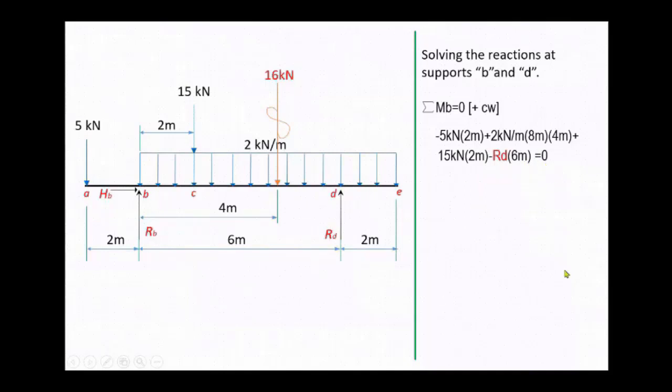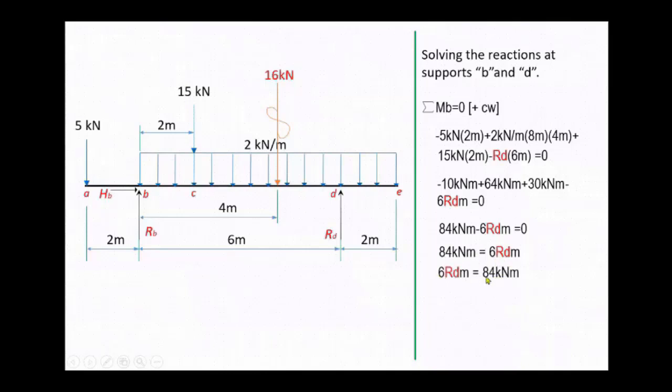We simplify the above equation: negative 5 times 2 equals negative 10 kilonewton meters, plus 2 times 8 times 4 equals 64 kilonewton meters, plus 30 kilonewton meters, minus 6 R sub D, the unknown, equals 0. So 84 kilonewton meters minus 6 R sub D equals 0. To solve for R sub D, we transpose: 6 R sub D equals 84 kilonewton meters. We divide by 6 meters so that the left side remains the unknown. So R sub D equals 14 kilonewtons.